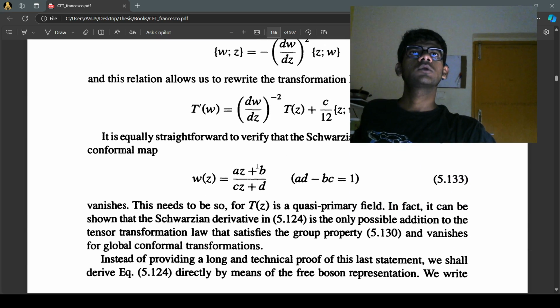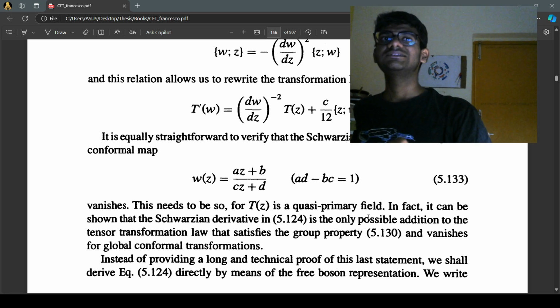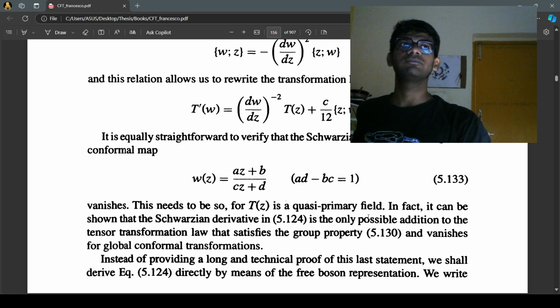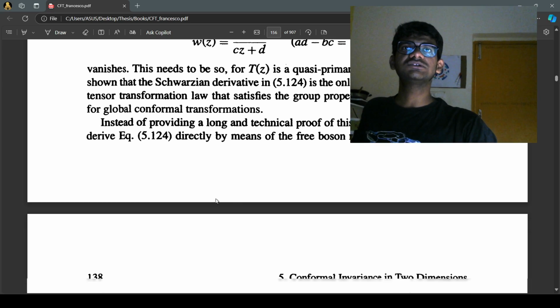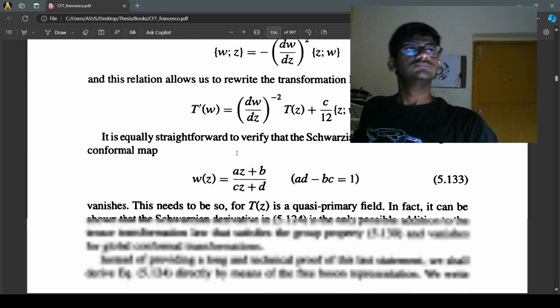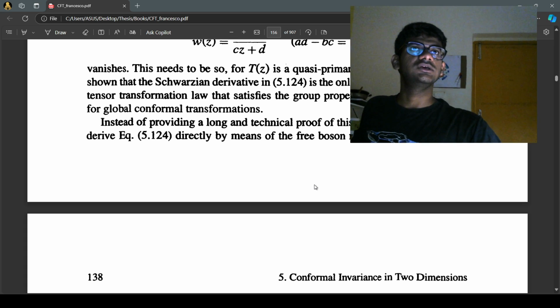Wait. This needs to be so, for T(z) is a quasi-primary field. In fact, it can be shown that the Schwarzian derivative is the only possible addition to the tensor transformation law that can satisfy the group property 5.130 and vanishes for global conformal transformations. This is a very interesting fact. Now, instead of providing a long and technical proof of this last statement, we shall derive the whole Schwarzian derivative transformation of the EM tensor through a free boson representation.